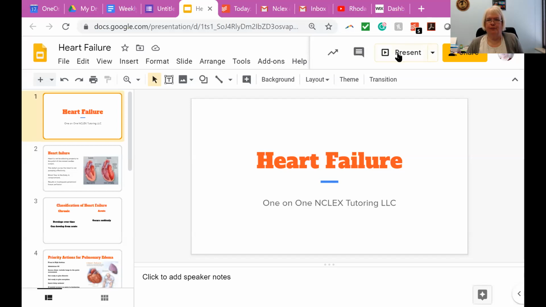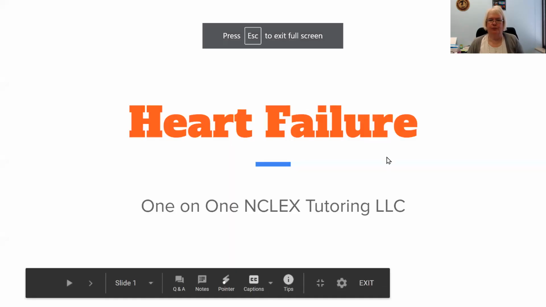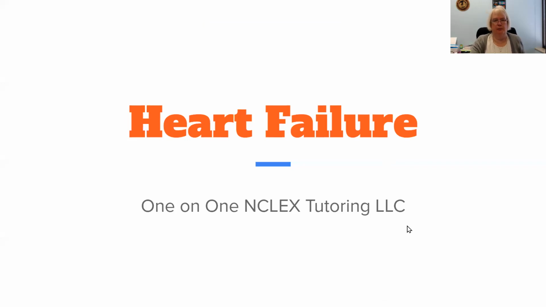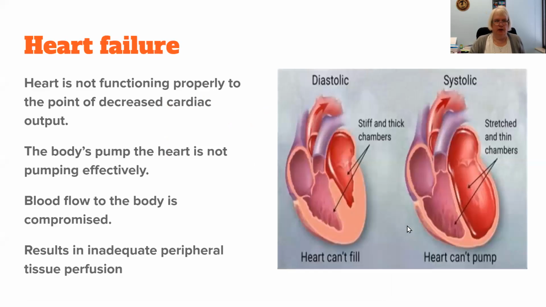Today is heart failure. So heart failure, the heart is not pumping correctly. It's not functioning right, so it's not pushing the blood out far enough. And this leads to inadequate peripheral tissue perfusion because the blood flow to the body is compromised.